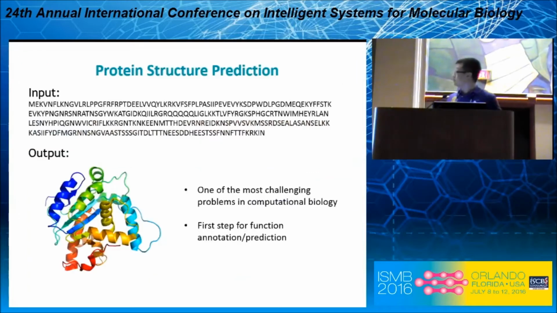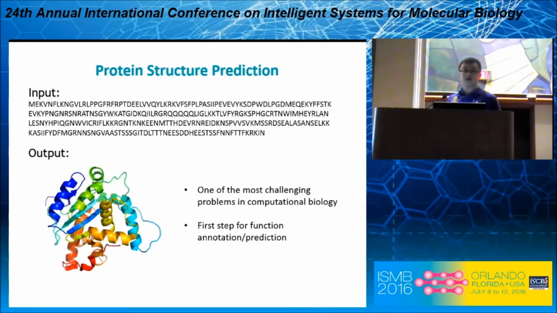So in the field of bioinformatics and computational biology, there are some problems that do not need much introduction, and protein structure prediction is one of them. So the input and output for protein structure prediction is very simple, where the input is any arbitrary given query sequence of a protein, and the output is the predicted three-dimensional structure.